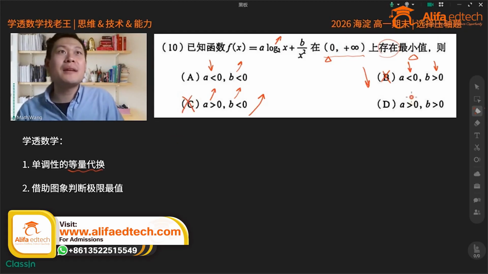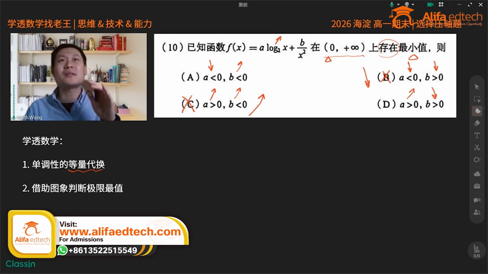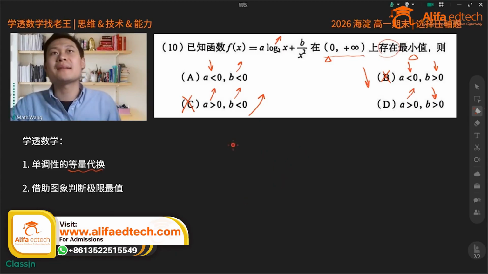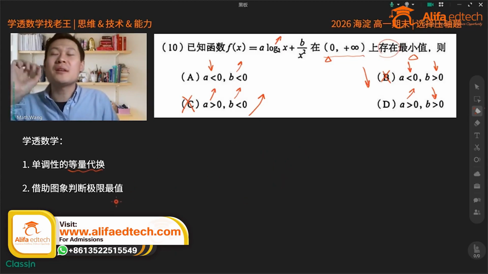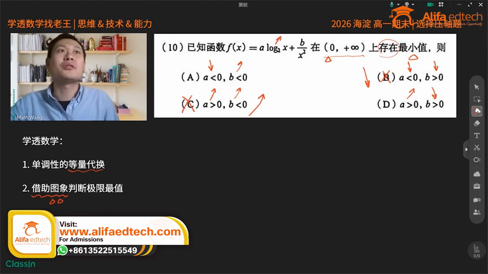Option D is similar. If A is positive, it increases. If B is positive, it decreases. Now we have options A and D. We know a minimum exists on 0 to infinity. By monotonicity, it must first decrease, then increase for a minimum to exist. At this point, we need to use what we learned in our advanced math class during the fall term, the wonderful use of graphs. We can use the graph of the function to determine the extremum.